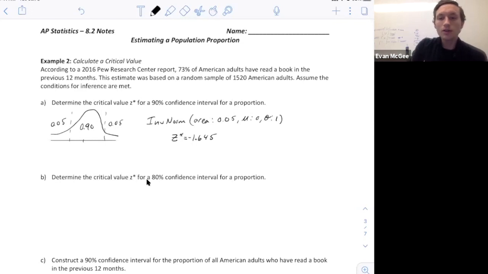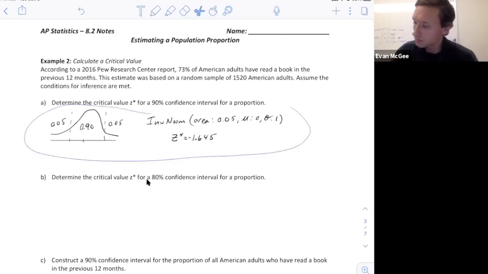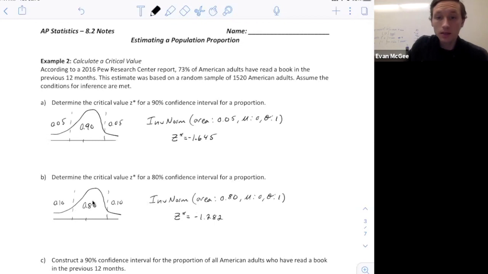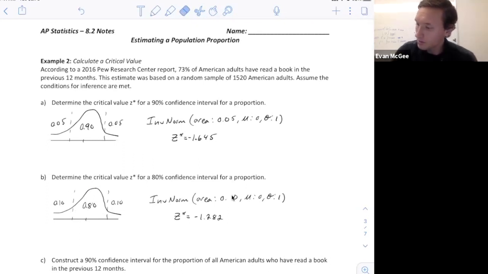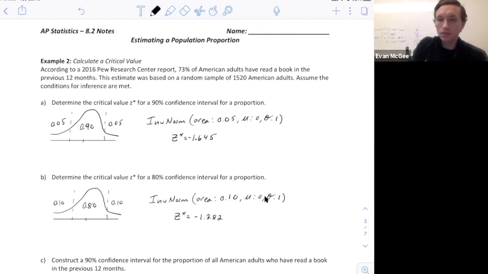Determine the critical value for an 80% confidence interval. 80% central means 10% above and 10% below. So find the 10th percentile. The 10th percentile with a mean of 0, standard deviation of 1, and you'll get a negative 1.282. Or you could have found the 90th percentile, which would give you the positive critical value of positive 1.282.